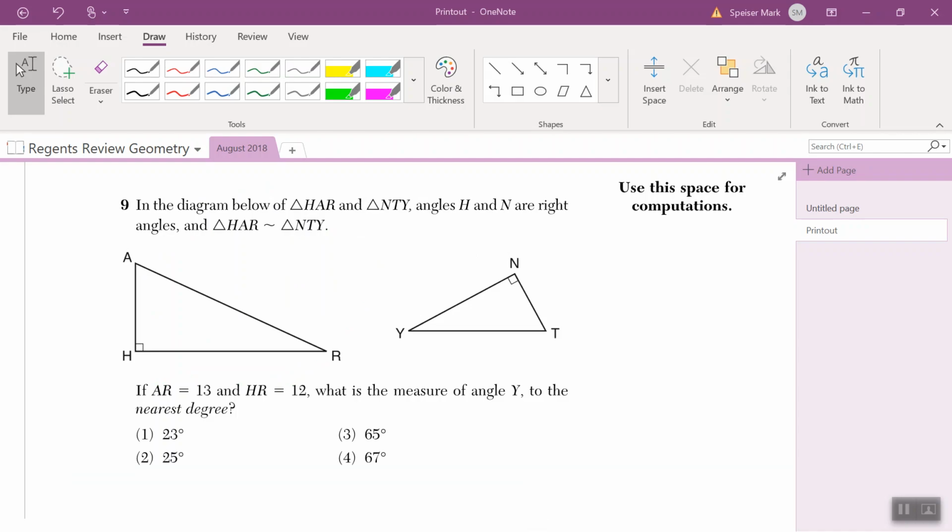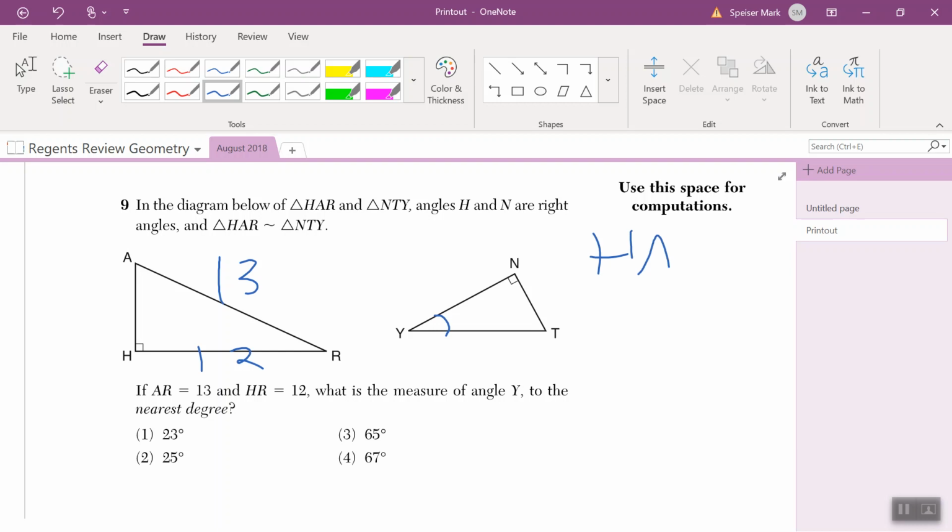Question 9. The diagram below of triangle HAR and triangle NTY, angles H and N are right angles, and triangle HAR is similar to triangle NTY. AR is 13 units and HR is 12 units. What's the measure of angle Y? So the triangles are similar.